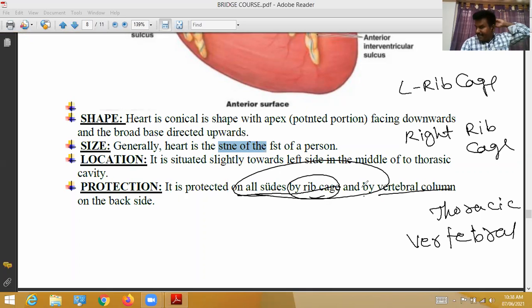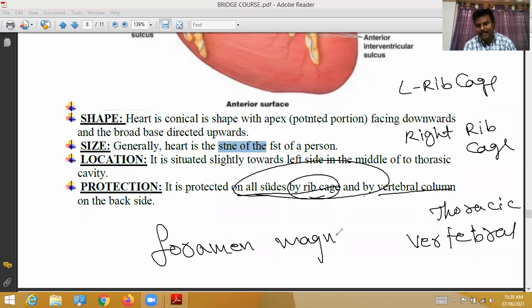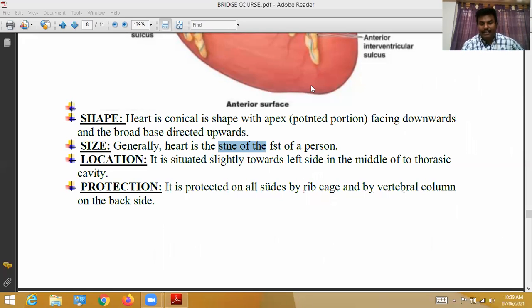From the brain, in the skull there is a hole called the foramen magnum. Through that hole, the vertebral column passes and moves downward. This vertebral column gives protection to the heart on the dorsal side. In such a way, the heart gets protection from all directions.